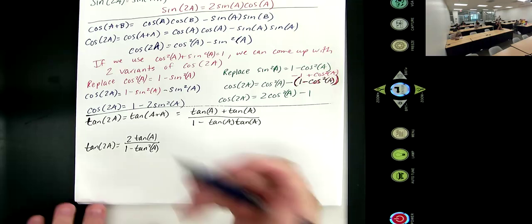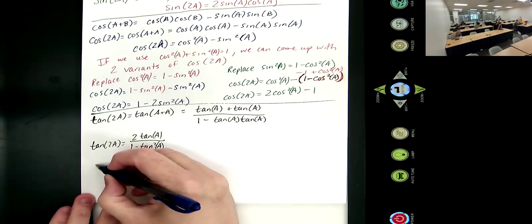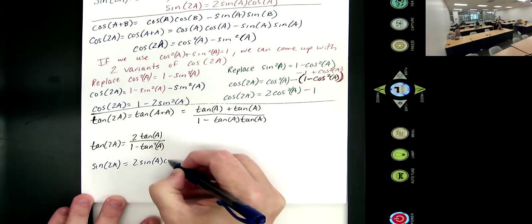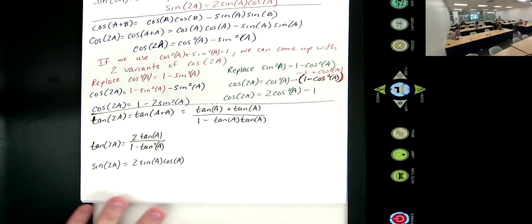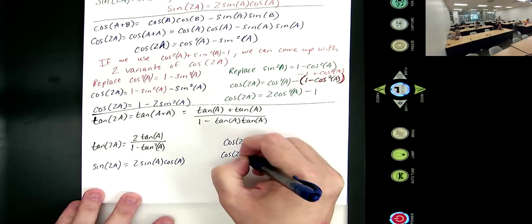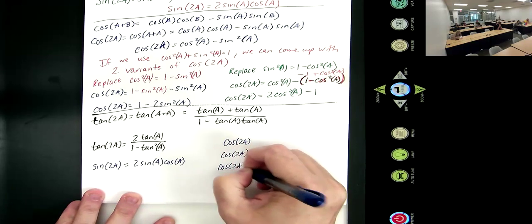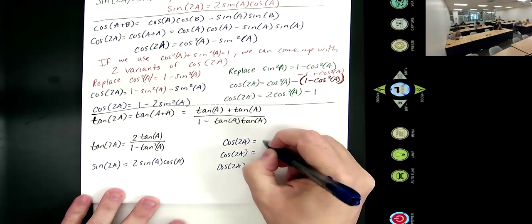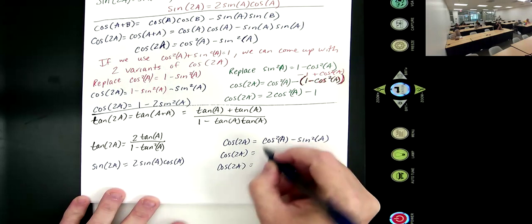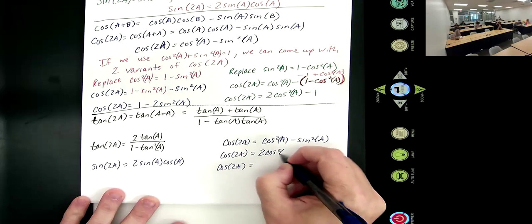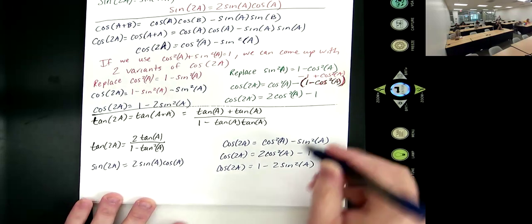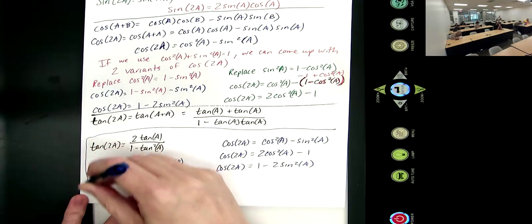So if I put a little chart together of all of them, we've got tan 2a there. Sine of 2a was 2 sine a cosine a. And then we'll do the 3 variants of cosine 2a, all next to each other: cosine squared a minus sine squared a, 2 cosine squared a minus 1, and 1 minus 2 sine squared a. These are our double angle identities.